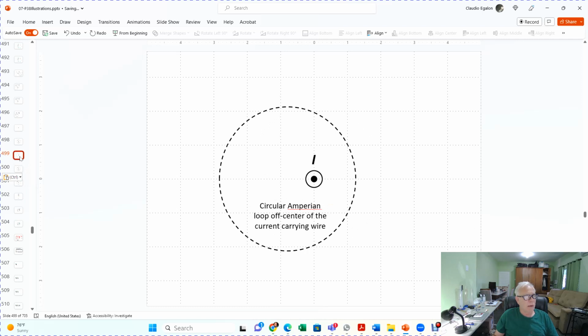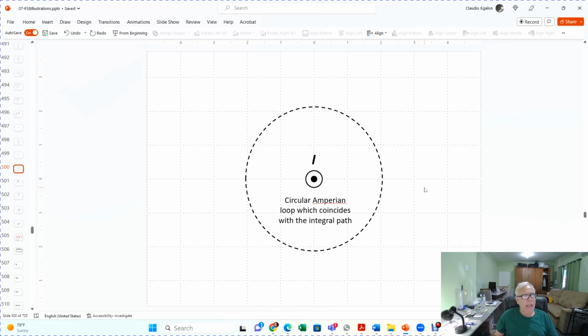So the first thing that you have to recognize is that because the current is the source of the magnetic field, if you have some circular loop off center, it's not symmetric. This distance here is different than this distance here. It means that the magnetic field at this point is going to be stronger than the magnetic field at this point. Okay? So the challenge here is to find a loop that will make your calculations easier to determine the magnetic field.